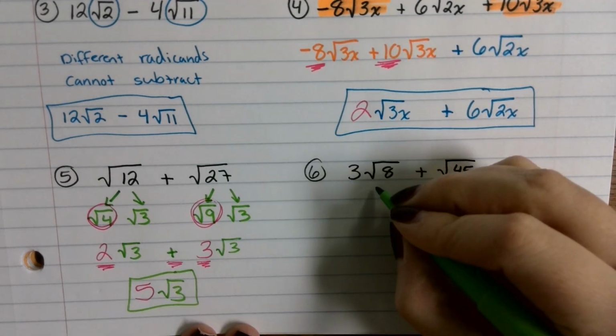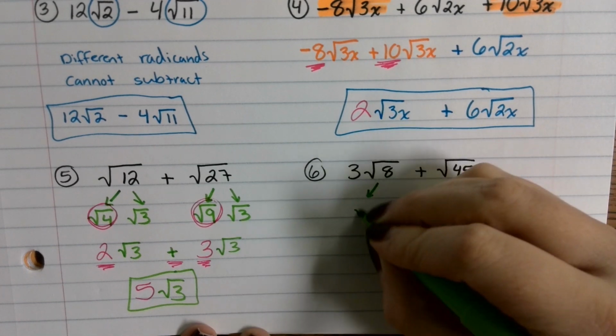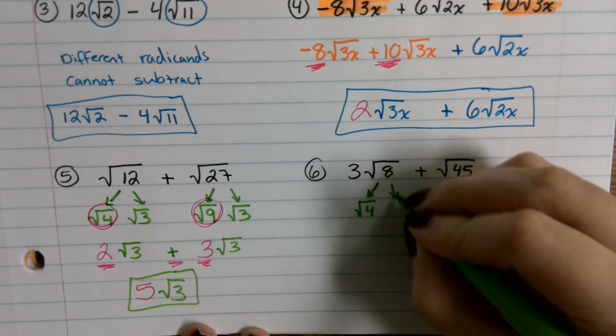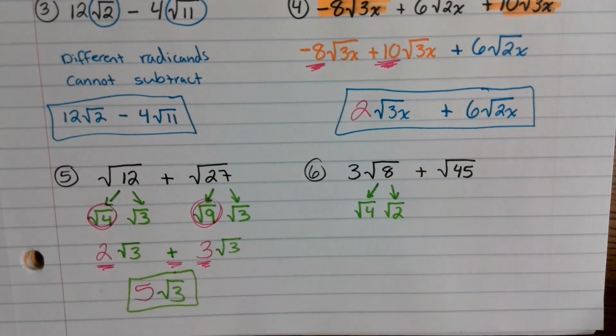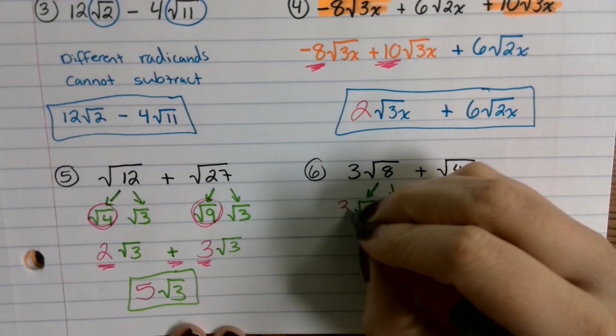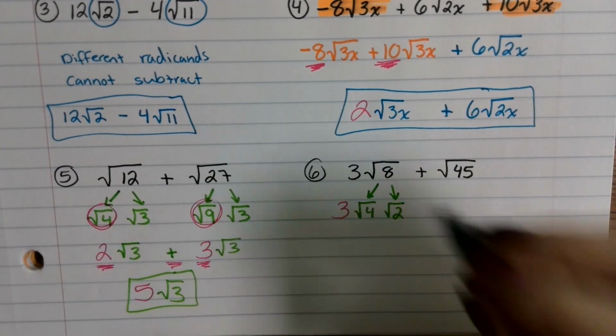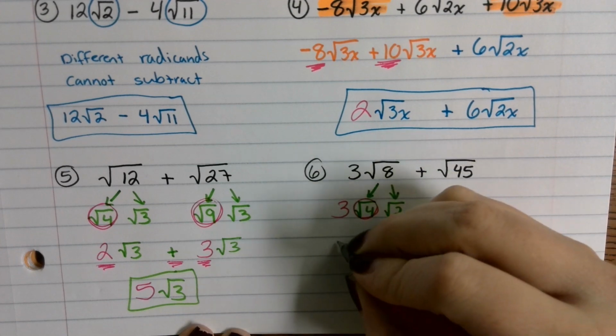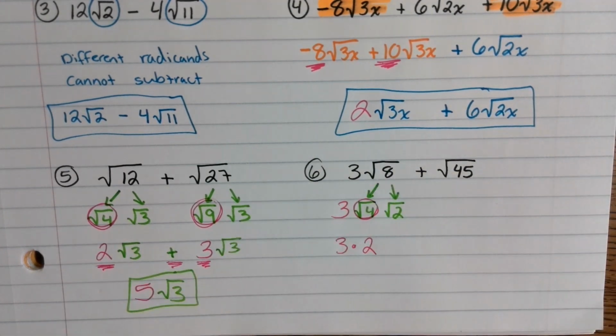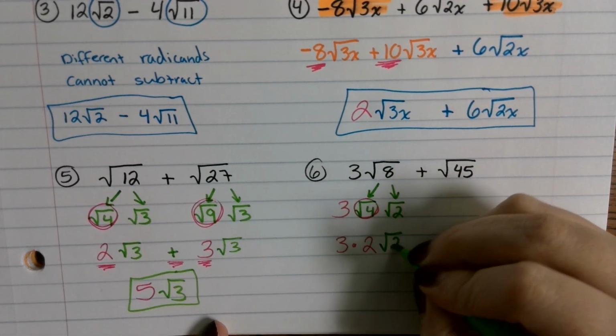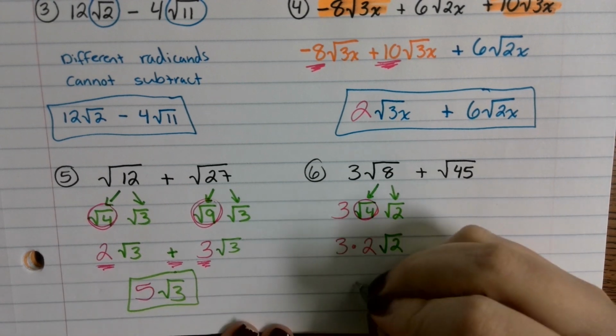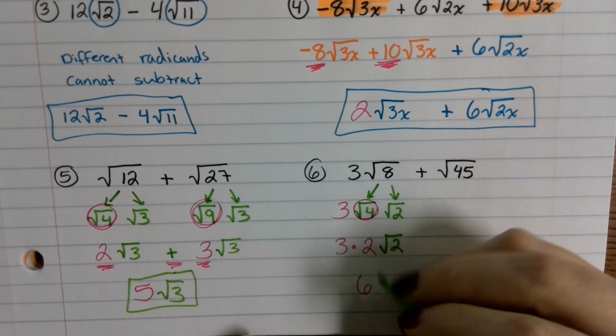Factors for 8. 2 and 4. So we have square root of 4, square root of 2. We still have that 3 that's going to run in the front. And what's the square root of 4? 2. So we now have 3 times 2, square root of 2. And what's 3 times 2? 6. So we get 6 square roots of 2.